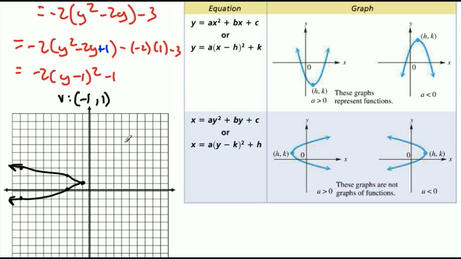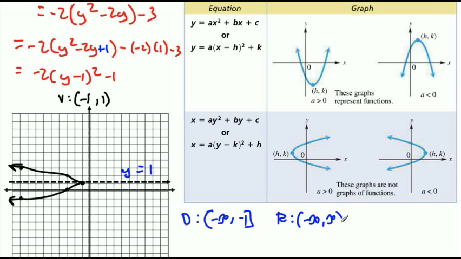So we found the vertex. We also need to find the axis of symmetry. What is the equation of this line that cuts that in half? And so that's y equals 1. What is the domain? Well, the smallest number that this goes to is -infinity, but the biggest x value that this goes to is -1. And for the range, this goes forever down and forever up, so it's going to go from -infinity to +infinity.